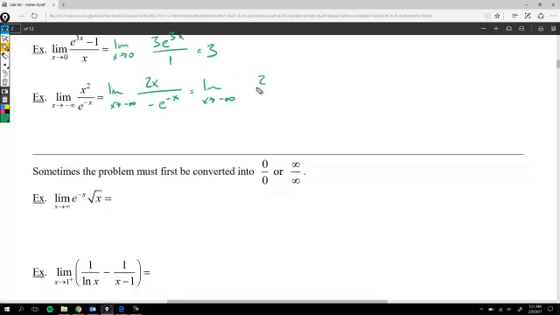Derivative of 2x is 2. Derivative of my denominator is going to be just e to the negative x. And so now, if I plug infinity in, I get 2 over infinity, which is 0. Okay, so basically I had to take the derivative as many times as it took for my polynomial to go down to a constant, which is pretty common.